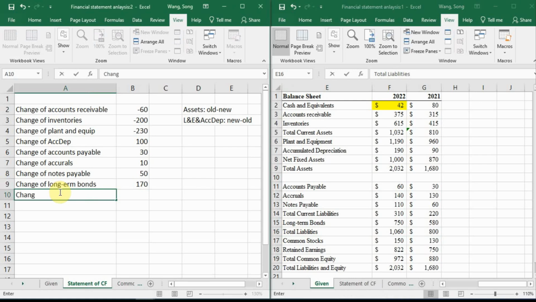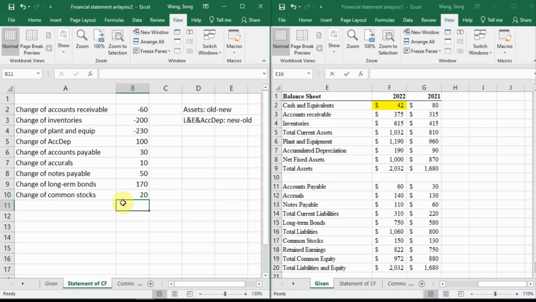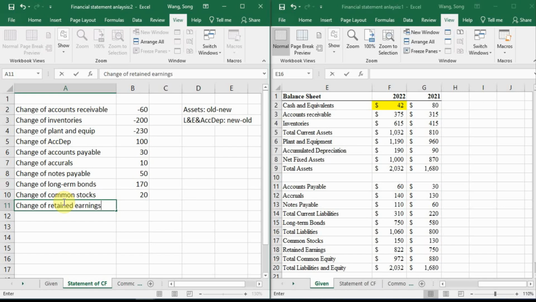And also, if I move down, I will see the change of common stock. It changed from 130 to 150, increased by 20. So that means I collected another $20 million of cash by issuing more of my stock shares. And the rest will be change of retained earnings. That's an equity, so it is new minus old.